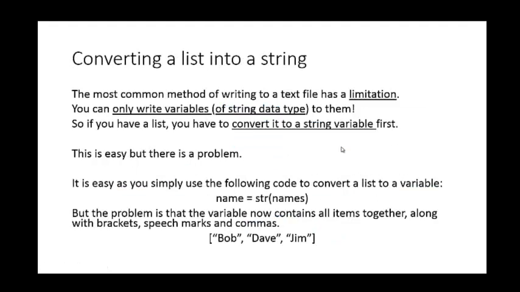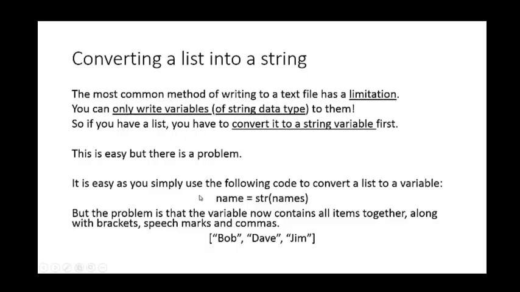Again, lots of text here, but just looking at it line by line, converting a list into a string. Whenever we try to write data to a text file using the method that we looked at in the last video, there are limitations, unfortunately. You can only write a variable which contains a string data type to a text file. You can't write a list as it is, or an integer data type, or anything other than a simple string variable. So if you've got a list, you have to convert it to a string first, and that's a really simple thing to do, but there are obviously issues with it.